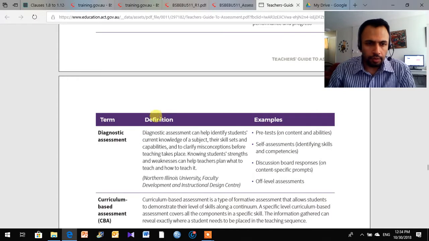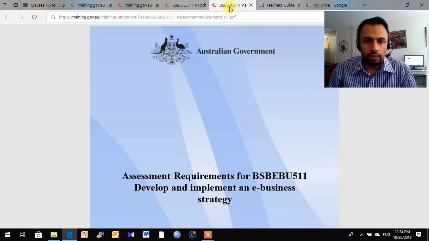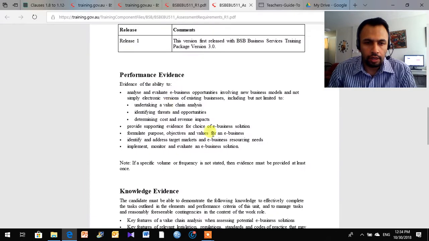Apart from that, the diagnostic assessment can be mock tests or self-tests. So these self-tests, if possible, can be recorded. That provides, or indicates, further areas for improvement. Whatever assessment is being done, it must be compared against the ASQA assessment requirements.